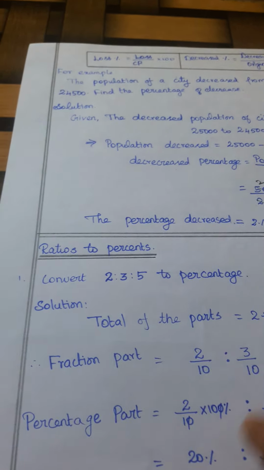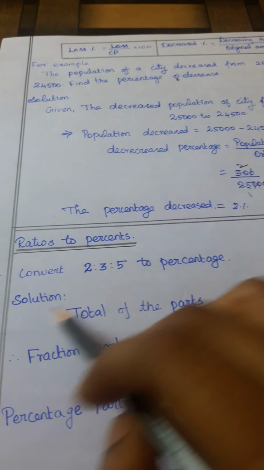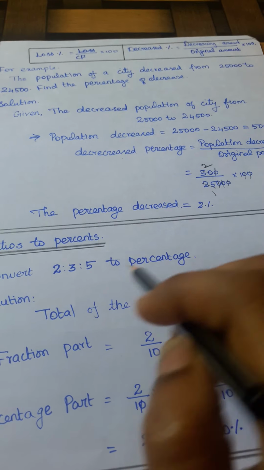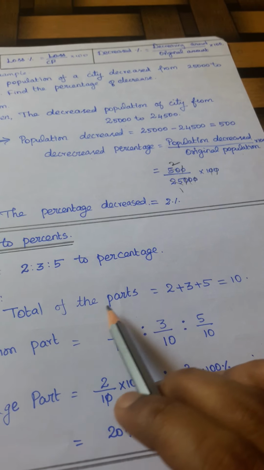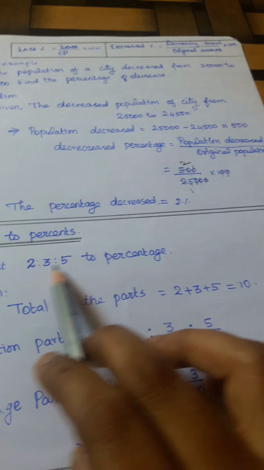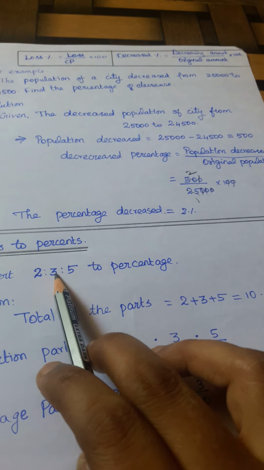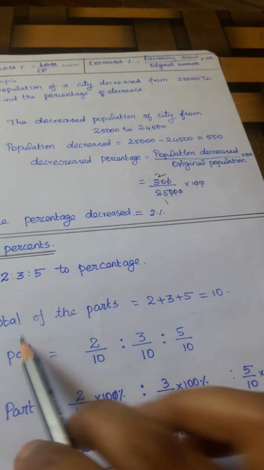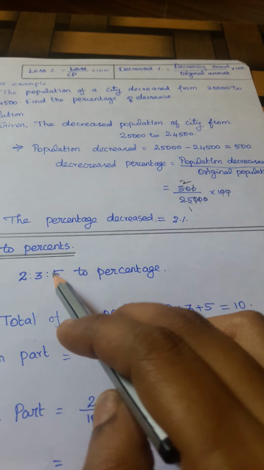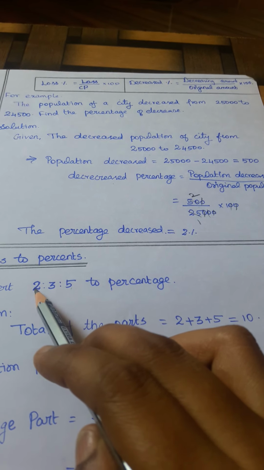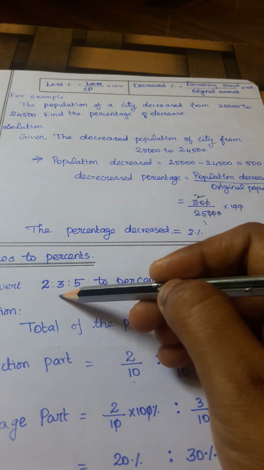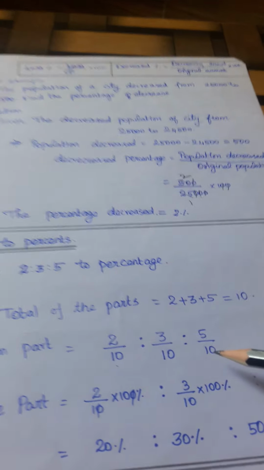The next one, ratios to percentage. If they give the values in ratios and ask you to convert into percentage, first we want to find the total of the parts. To find the total of the parts, we just add the ratios. So 2 plus 3 plus 5 is equal to 10. This is our total part. Then in the next step we convert the ratio into fractions: 2 out of 10, which means 2 by 10 is to 3 by 10 is to 5 by 10. This is our fraction part.